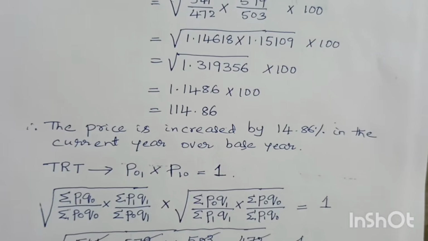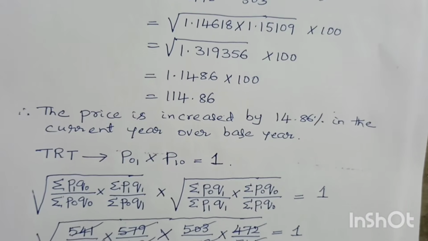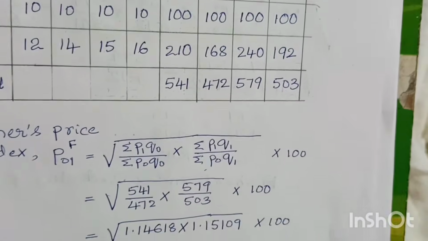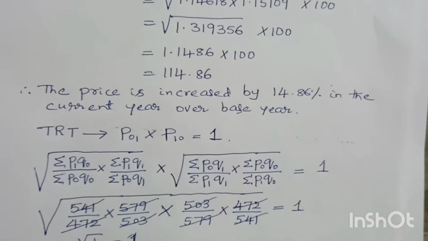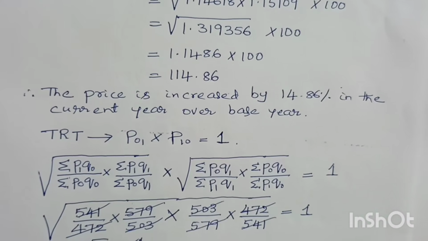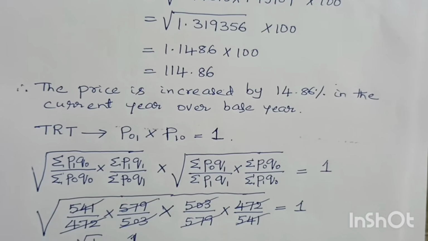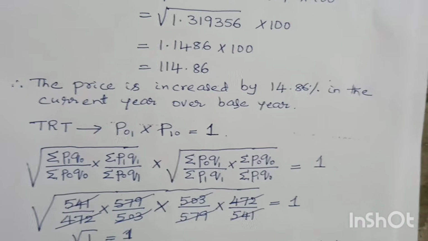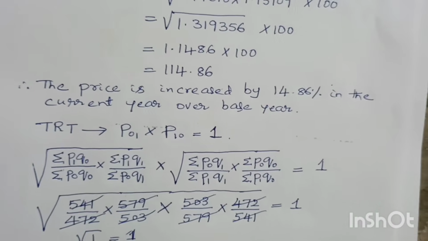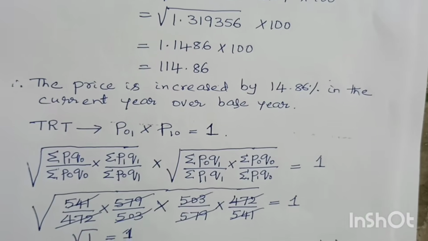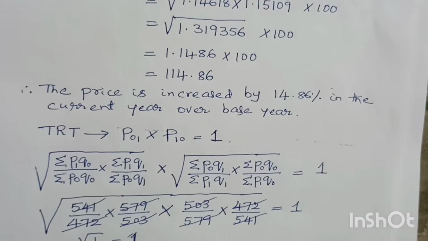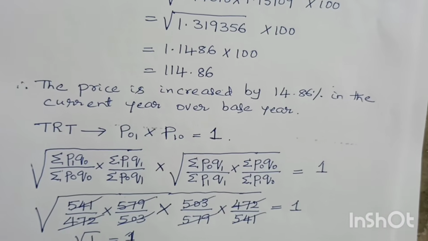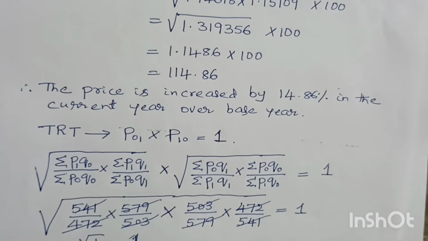TRT formula, it is P01 into P10 is equal to 1. So P01 for Fisher's index, what I have written here already used. Same formula you use it here. Root of summation P1 Q0 divided by summation P0 Q0 into summation P1 Q1 divided by summation P0 Q1. Don't write into 100. Into 100 is not required here. Into P10. P10 means here it is very easy. Just in the P01 formula, where and all 1 is there, make it 0, and where and all 0 is there, make it 1.